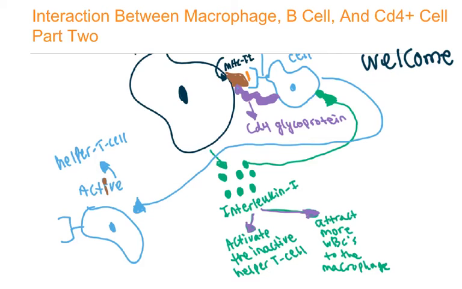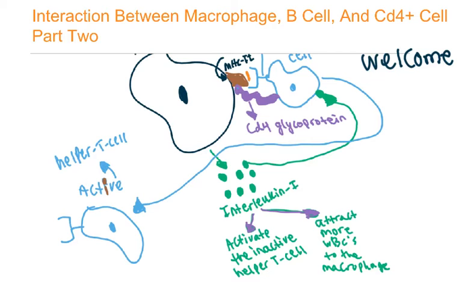We'll pretty much be picking up from the last video for the interaction between a macrophage, B cell, and a CD4 positive cell, also called a helper T cell. I've got a quick screenshot of our last video, so we can do a quick review and then continue and finish the basic interaction off. So let's get started.